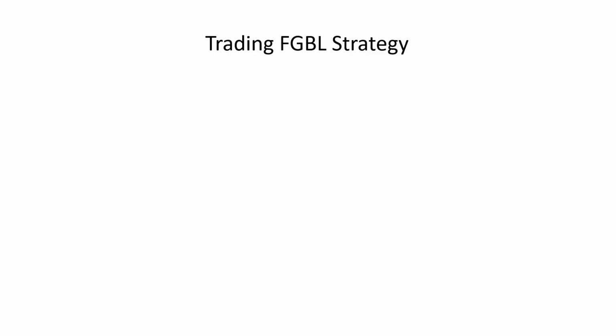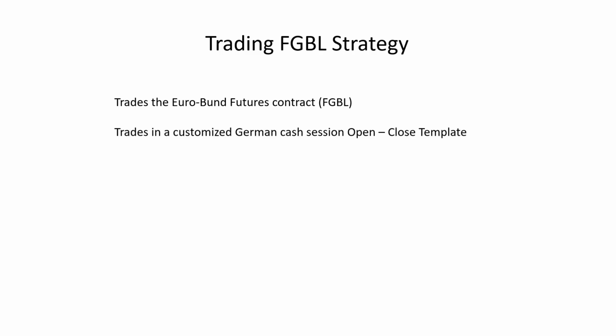Let's give you an overview of this FGBL strategy. First of all, it trades the Euro Bund futures contract FGBL. It trades in a customized German cash session open and close template. What that means, and I'll show you in just a few moments, is that you're going to have to create a new trading hours template, which is really easy to do. I'll walk you through step by step, but you're going to set up a customized template and a customized chart to trade this strategy.